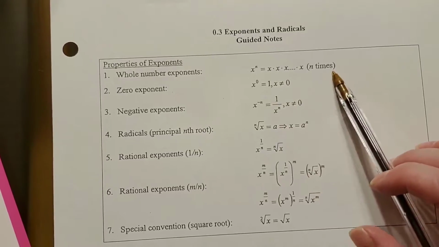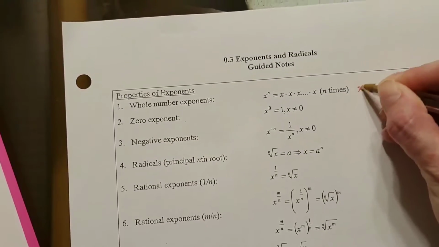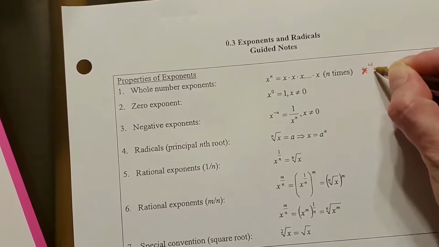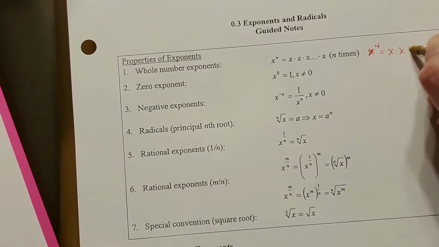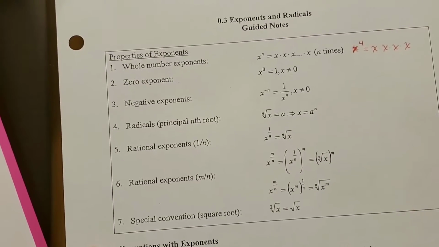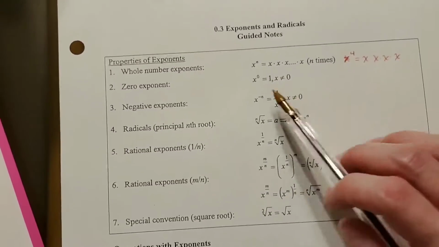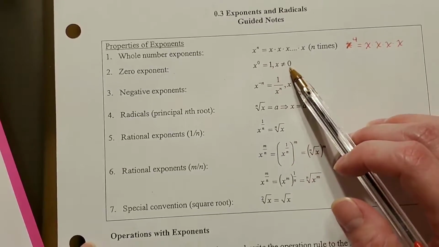So if you see something like x to the fourth, then that just means we're taking x times itself 4 times, okay? Zero exponent, anything to the 0 power is going to give you 1 as long as the x does not equal 0.